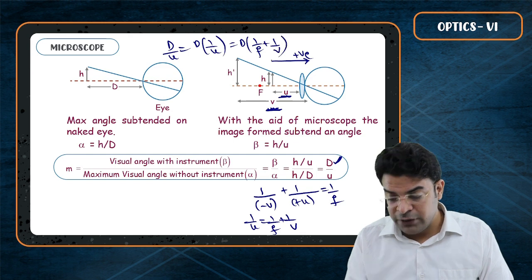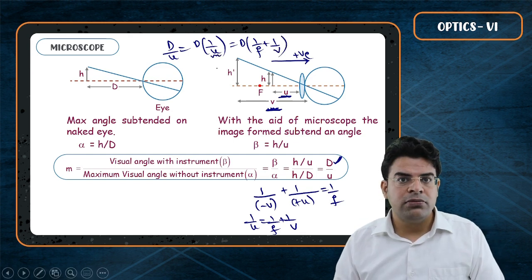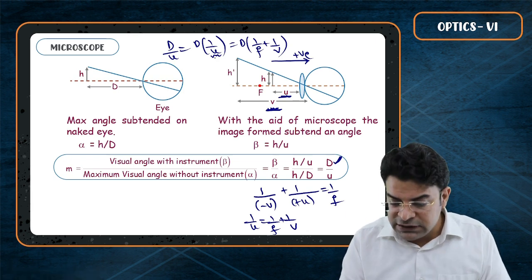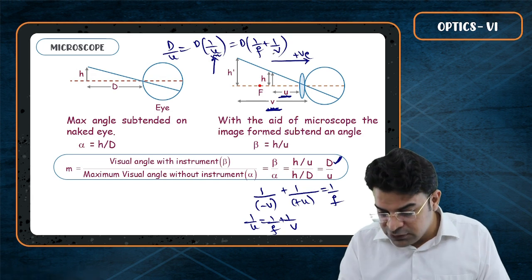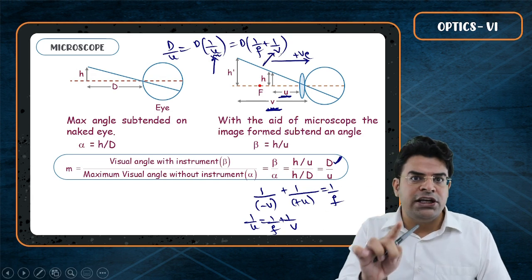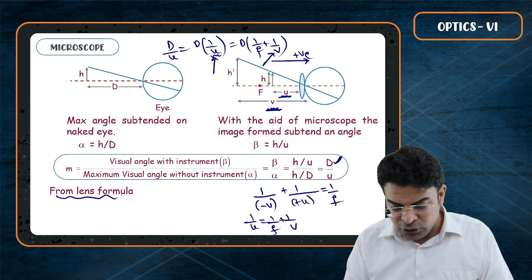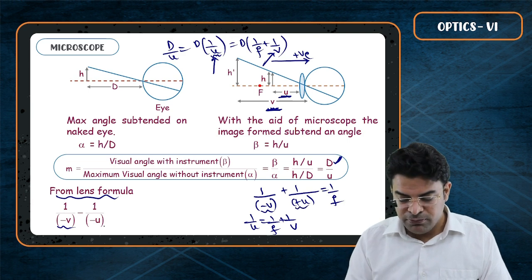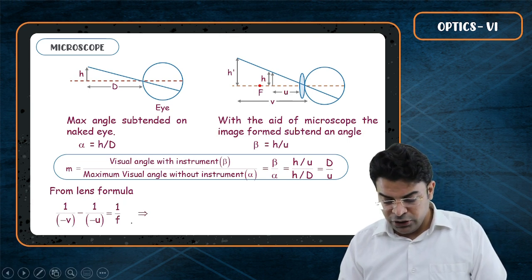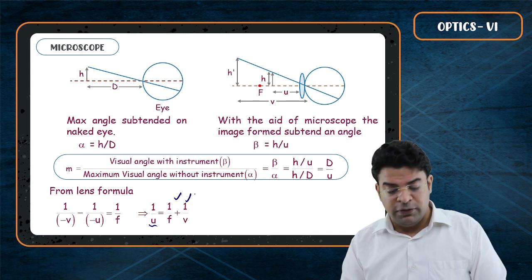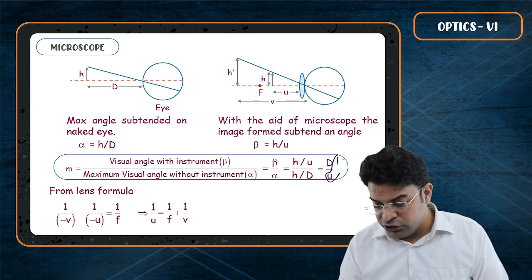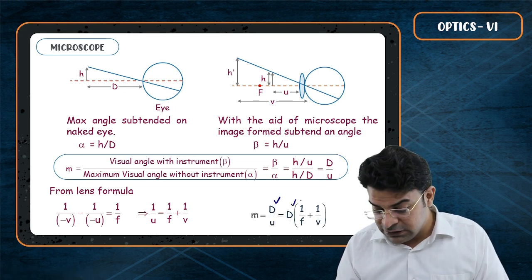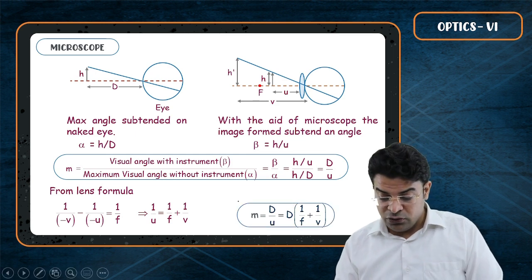Now if I ask you here, bachcho, this u is what? Do not say this is the position of the object with respect to the lens. No, this is the distance of the object from the lens. What is this v, bachcho? This is the distance of the image from the lens. So from the lens formula, you can say that 1 by minus v minus 1 by minus u, that becomes plus, equals 1 by f. So you can say that 1 by u equals 1 by f plus 1 by v. And in place of 1 by u, substituting here 1 by f plus 1 by v, you will get magnification equal to d by u, which is the same as d times (1 by f plus 1 by v). And you need to remember this thing.